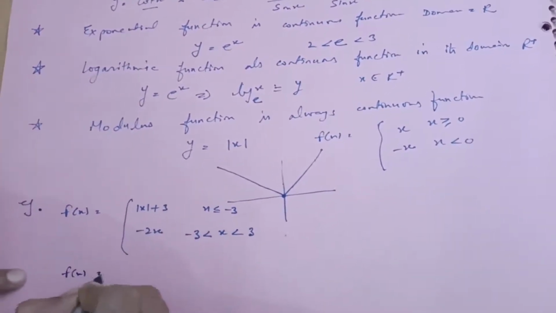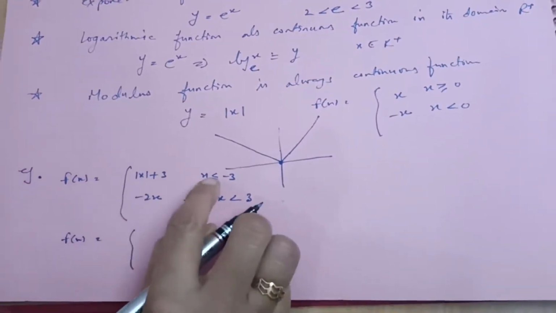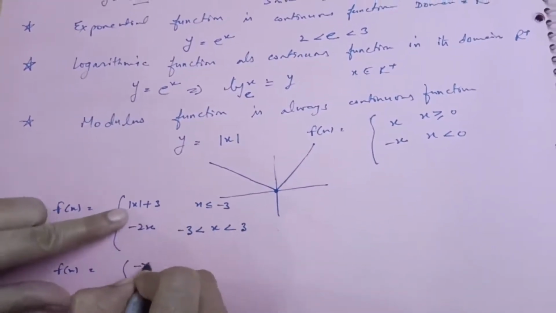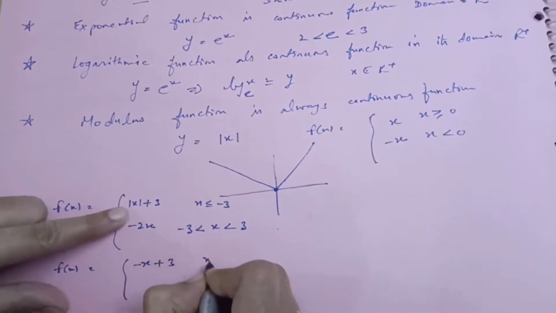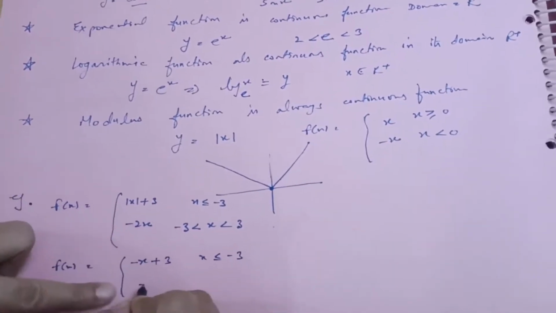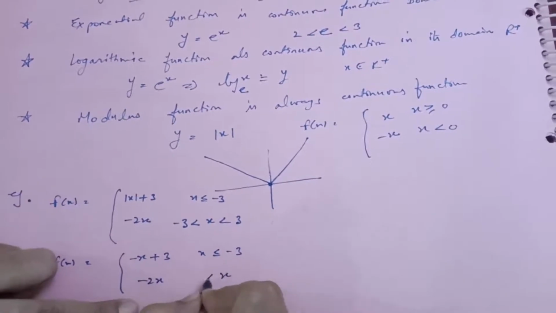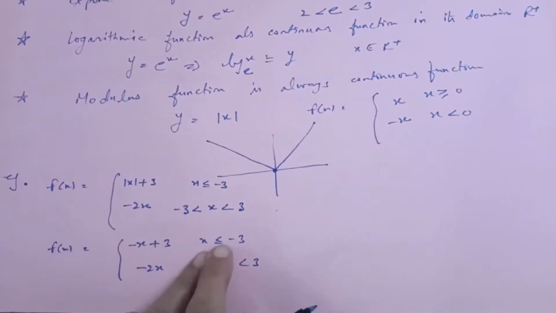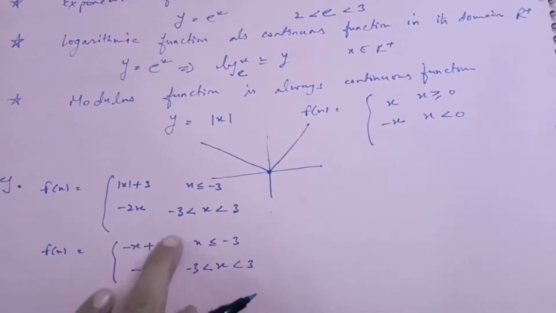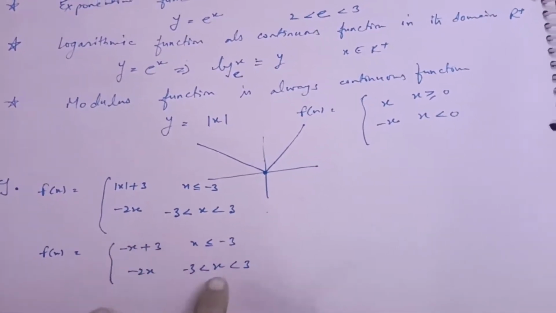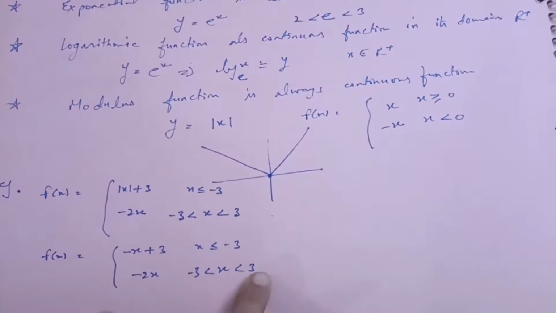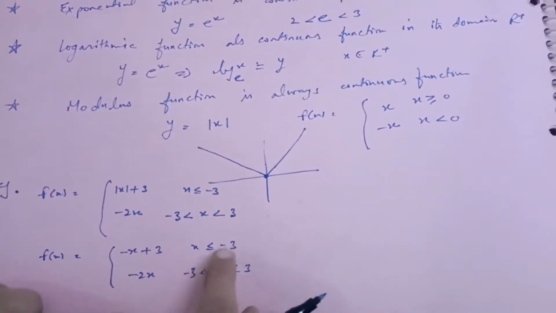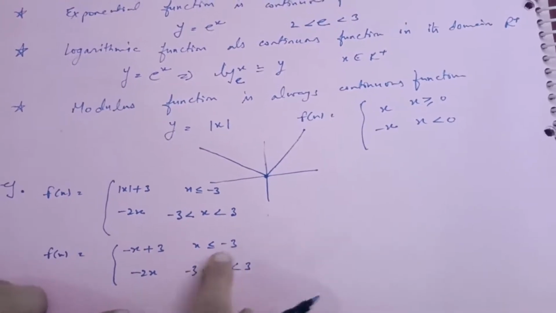See this one, f(x) equals mod x plus 3 where x is less than or equal to minus 3, meaning x is negative, so it will open as negative x: minus x plus 3, for x less than or equal to minus 3, and minus 2x for x greater than minus 3 and less than 3. For x less than minus 3, it is a continuous function because it's a polynomial. And from minus 3 to 3, it is also a continuous function because it is also a polynomial. But at minus 3 I need to check.